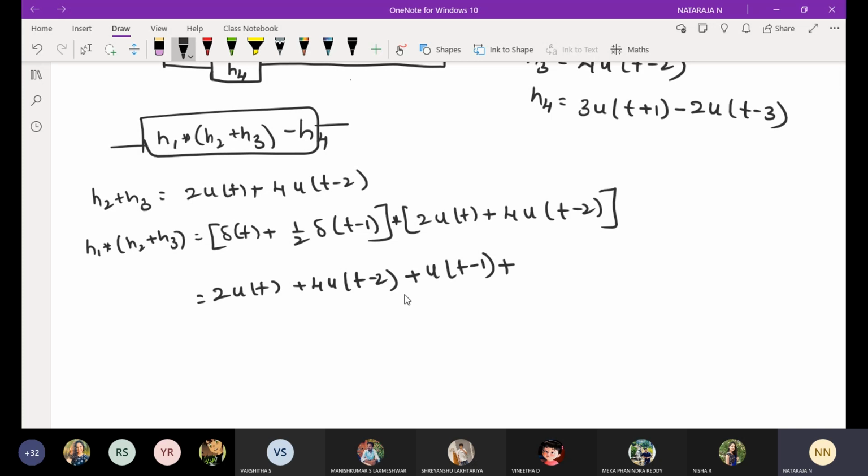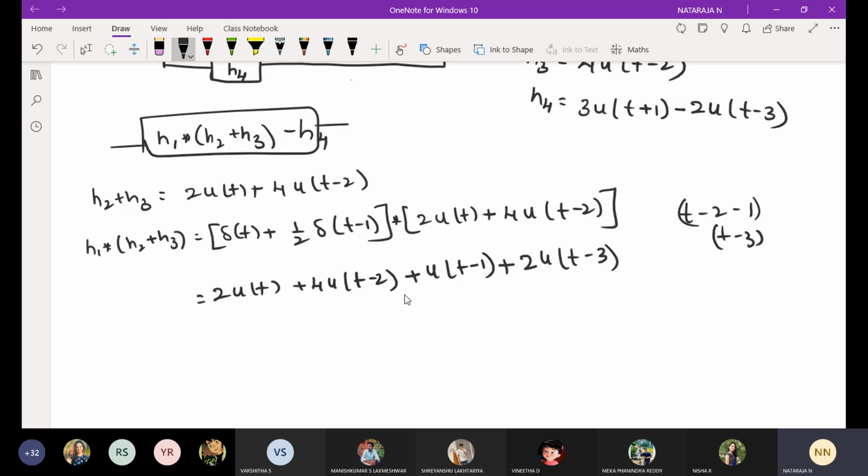Again, plus 1 by 2 into 4, you will get 2, u of t minus 1 and t minus 2. Totally you will get t minus 3, that is t minus 2 minus 1. Like this you are going to get t minus 3. Any doubts with respect to this?